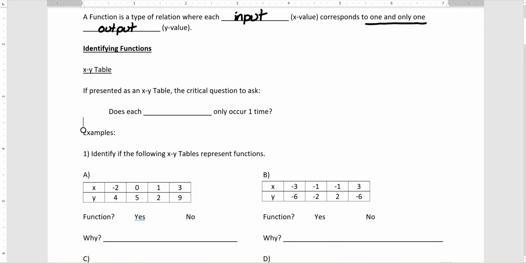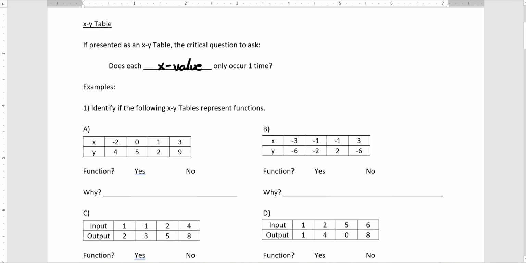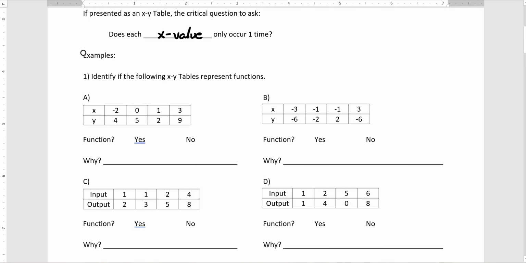If presented as an XY table, the critical question to ask is, does the x value or input only occur one time? Looking at our examples, it asks, identify if the following represents a function, y or y not. Looking at letter A, my x values are -2, 0, 1, 3. I can tell right away that this is a function. Why? Because the x values don't repeat. None of them occur more than once. There's -2, 0, 1, 3.